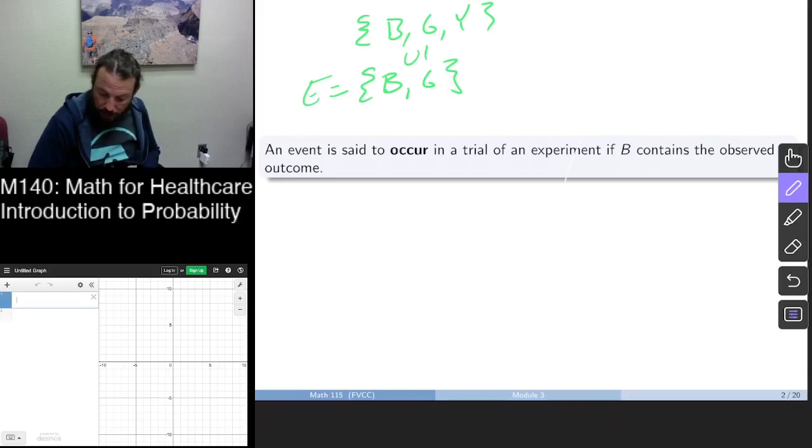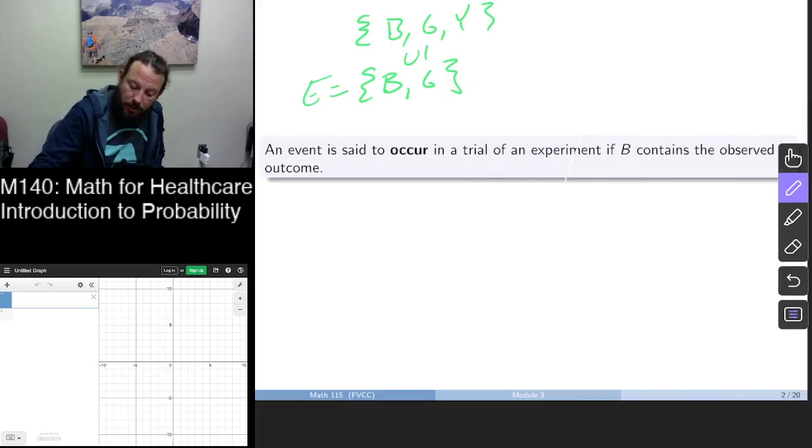That E has occurred. It's occurred that we've gotten a blue or a green if one of those things happens.